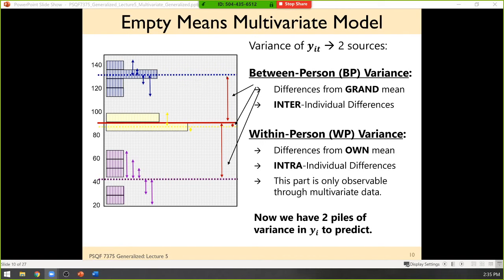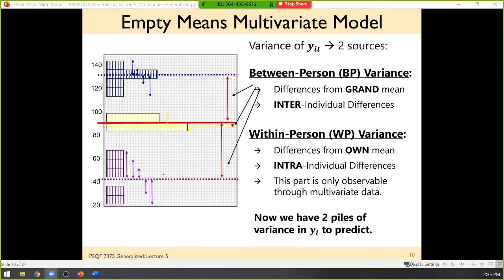One of them is going to be the difference of the person means. So the blue person here is higher on average than my yellow person, and my yellow person is higher than my purple person. Why is that? Well, I don't know. I just know that they are. So that source of information is what's known as between-person variance. It's cross-sectional differences in the mean. So it's why one person is higher than another, or inter-individual differences.